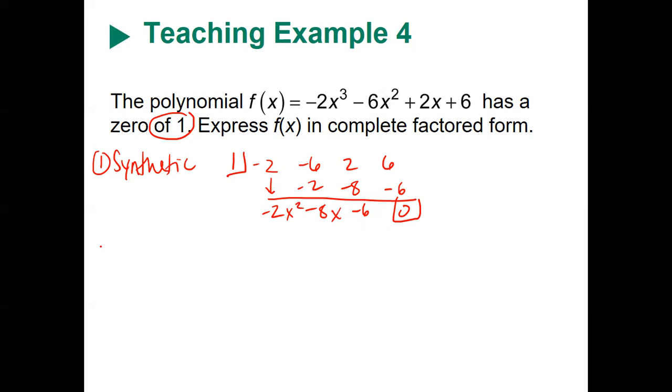So now you're going to either factor or use the quadratic formula. If I want to factor this, the first thing I'm going to do is factor out the GCF. What is the GCF between -2x squared minus 8x minus 6? 2. To be more specific, I can divide everything by -2. So factoring out the GCF, I'm left with x squared plus 4x plus 3.